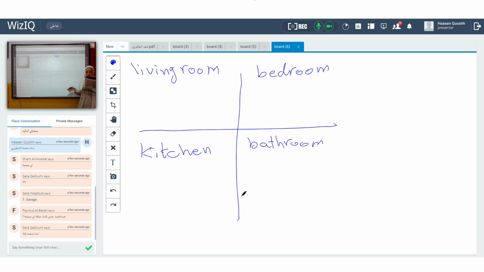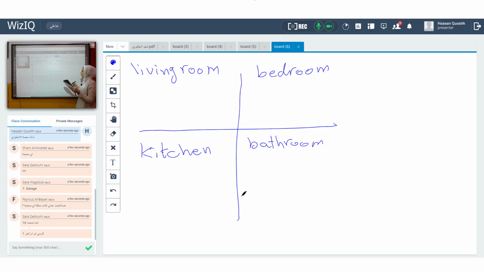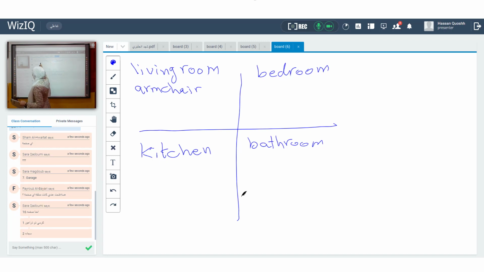The first one, armchair. Where do we put our chairs? Sure, we put it in the living room. Armchair. Yes. Excellent. Okay. Number one, carpet. We put the carpet, yes, in the living room. Excellent. Thank you, Sarah. Thank you for your participation.